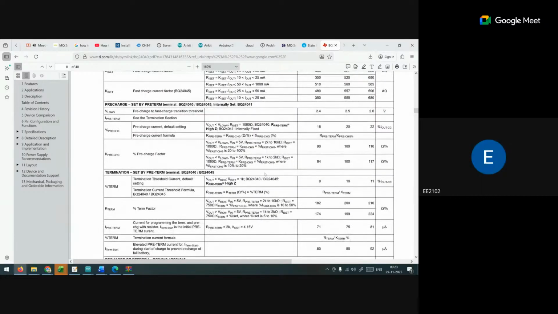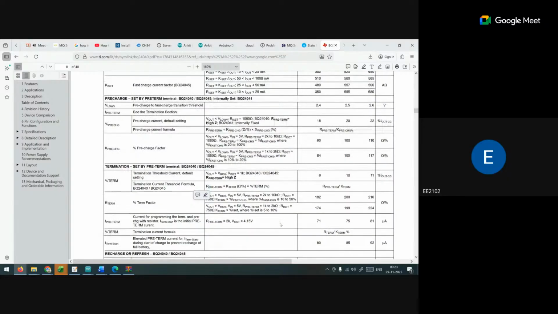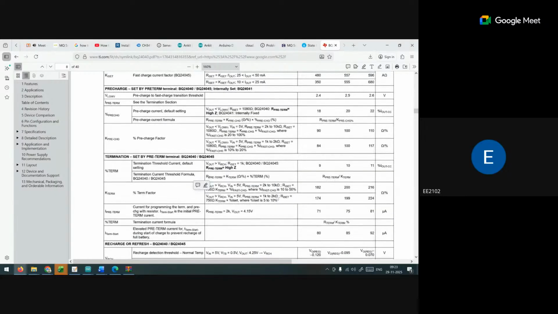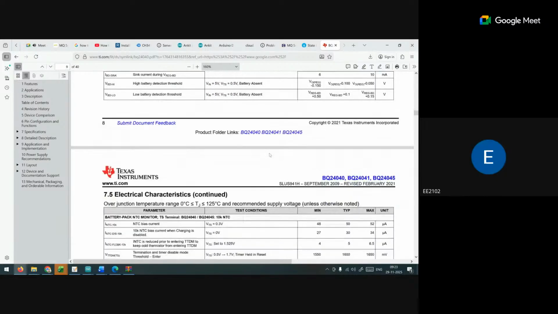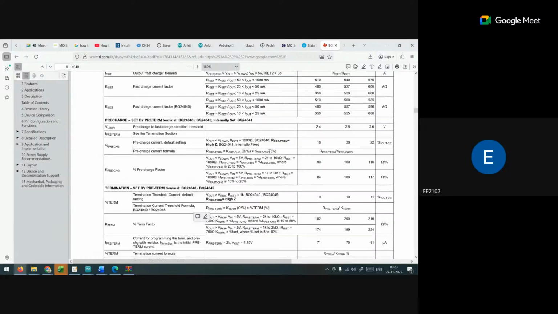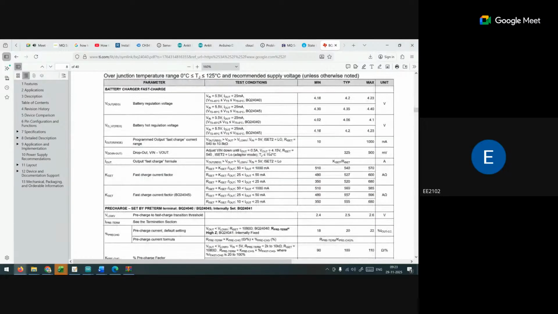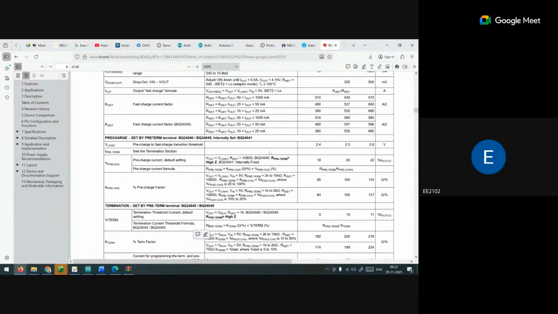Similarly, R preterm is equal to K preterm into the percentage. The percentage is given here, either 10% or 11%. So R preterm is given, and K preterm is also given here. So we can calculate the term current also. I think that will be explained in the videos from the last 2 weeks, where they calculate how we find the fast charging current or pre-charge current.